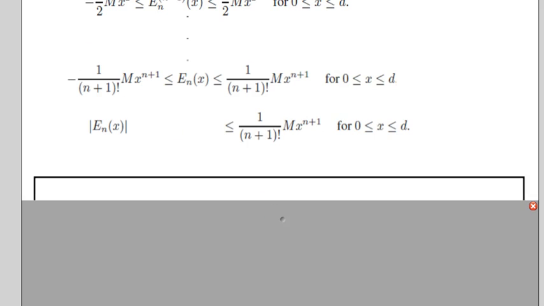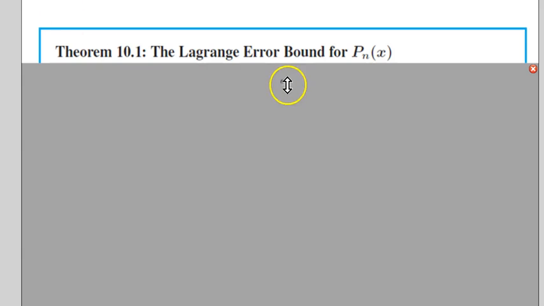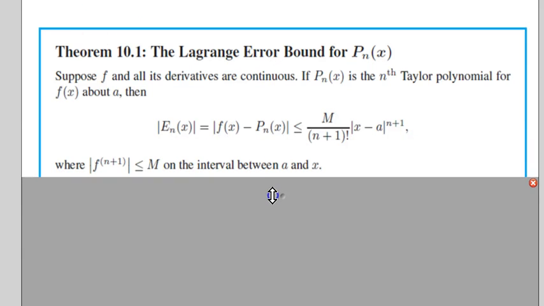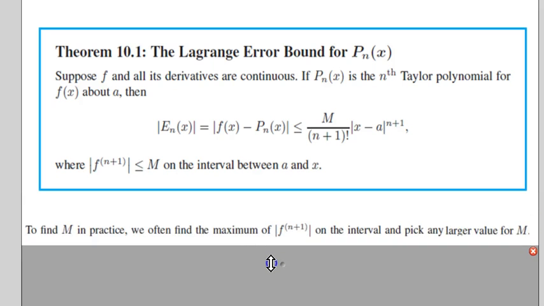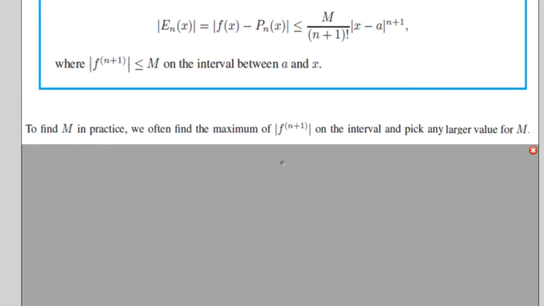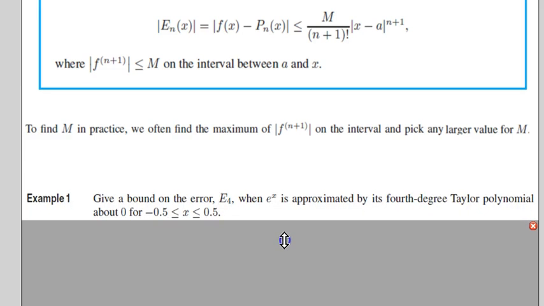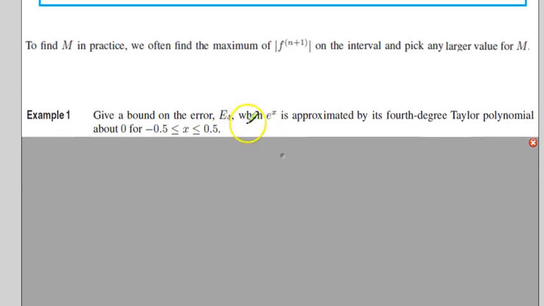So now, if I want to use the Lagrange error bound to find the error, how can we go about doing that? Well, in order to do that, you need to find an m that is the maximum function value of the n plus 1 derivative on an interval close to a. And it can be any value that's sufficiently large enough. So let's give an example. Here we have a function e to the x, and we want to find e sub 4, which is the error bound of the 4th degree Taylor polynomial of e to the x about 0. And they've given us a small range of x values that we can include around 0.